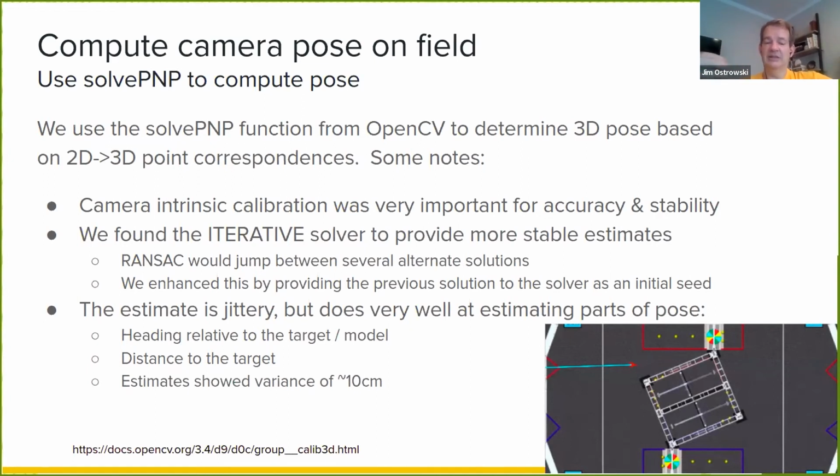And the estimate you get is a little bit jittery. I don't want to say it's perfect. You know, it's pretty amazing that I think that we can even estimate location this way. But it gives really accurate heading relative to the target. So if you're just trying to align to a target, it's really good. And the distance to the target was also quite good. And you know, this is just a ballpark estimate. We don't have absolute values on this, but I'd say that the estimates had a variance of around 10 centimeters. So if you're trying to localize on a 15, 20 meter field, you're able to localize down to about 10 centimeters. So pretty solid estimates.